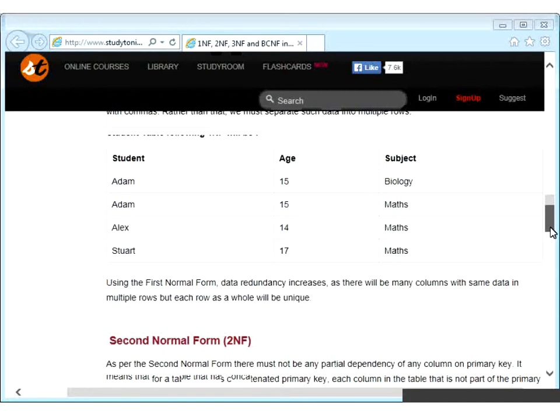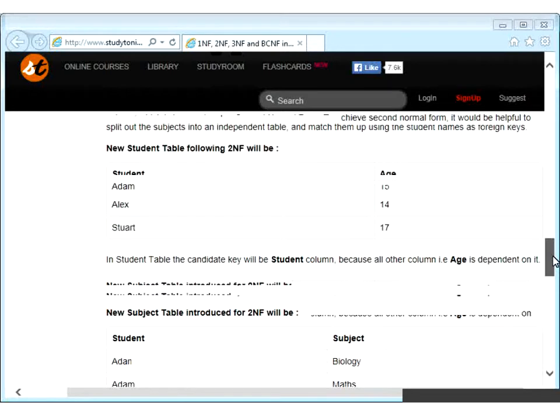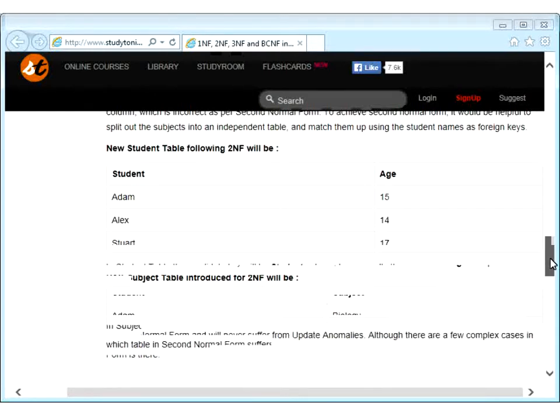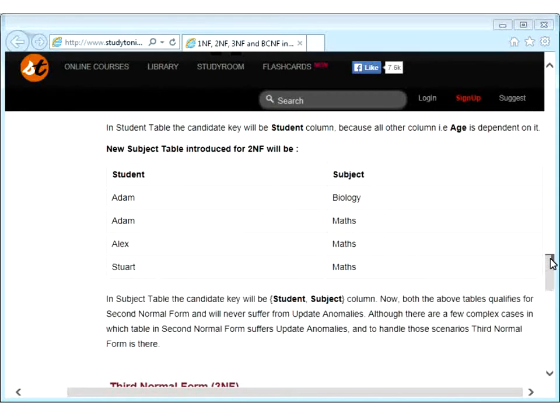You can resolve this by having two separate tables, one for student and one for subject. In one table you are mentioning student and age, in the other you are mentioning student and subject. Now in the subject table, the candidate key will be the student subject column. Now both of the above tables qualify for second normal form and will never suffer from update anomalies. There are a few complex cases in which the second normal form still suffers from update anomalies.